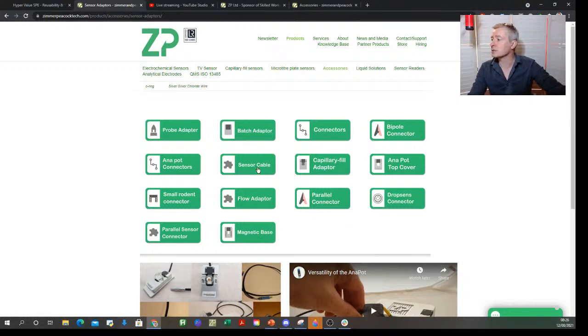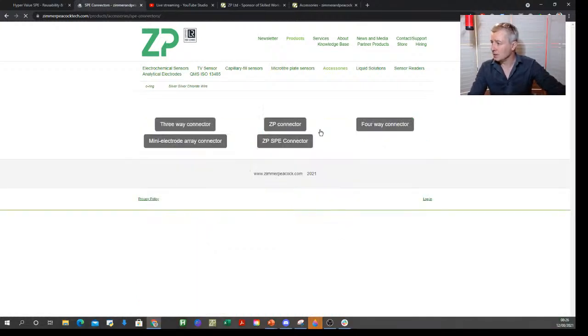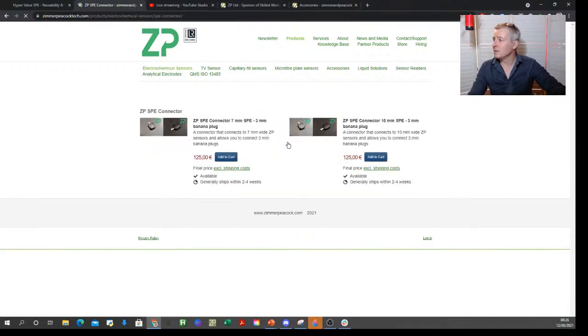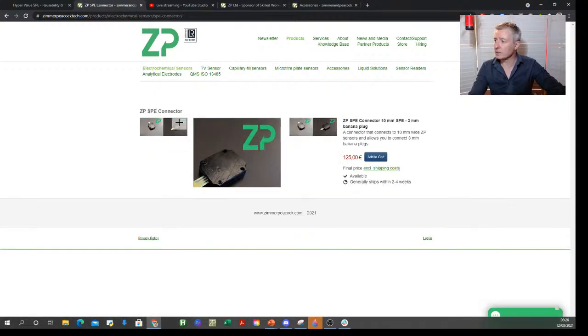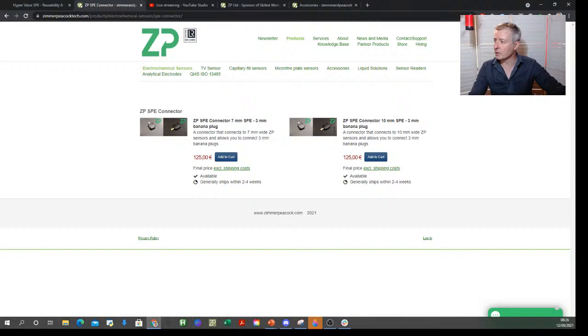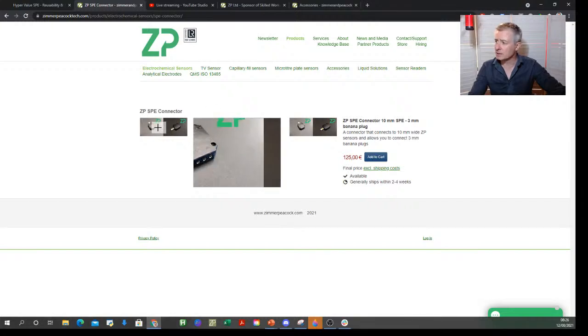Let me try and think. Sensor cable connectors. Yeah, and unfortunately, you're going to need a connector. You're going to need this 7mm connector. It can take what's called 3mm banana plugs. So I'm going to assume that you've got a potentiostat that'll take 3mm banana plugs. So the 3mm banana plugs will plug in the backside of this.